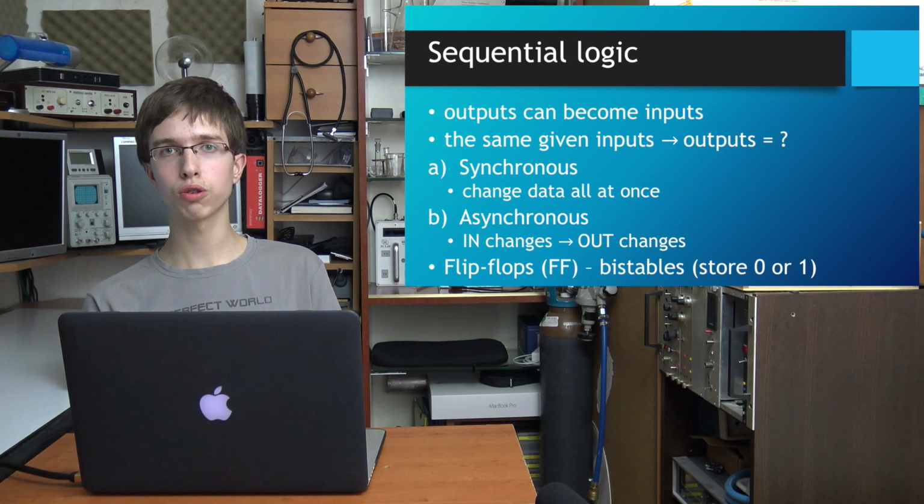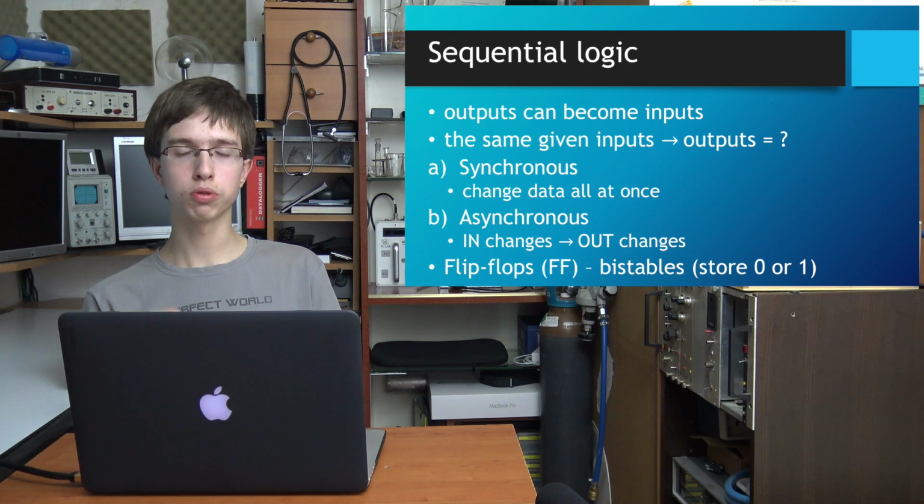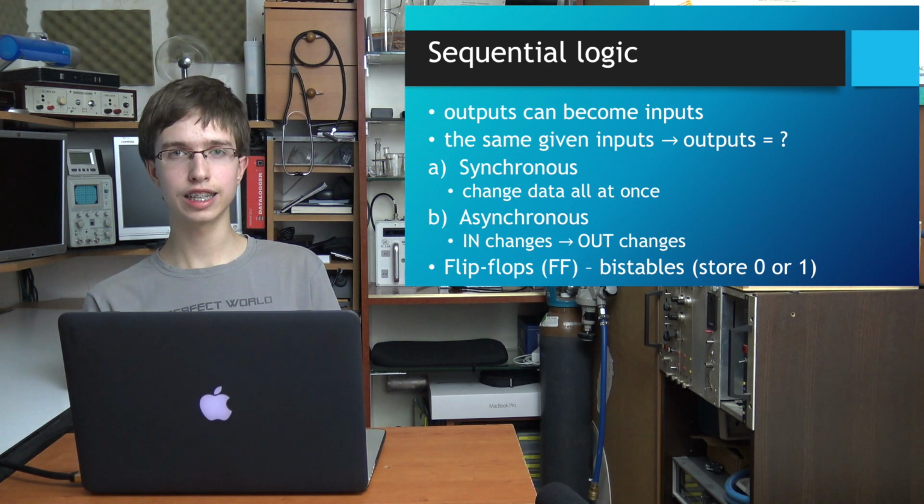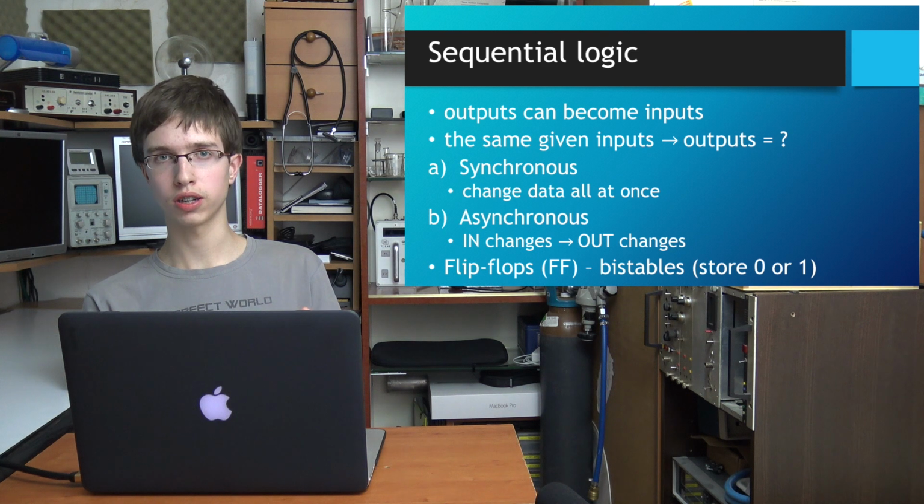Synchronous circuits are those which change their output data all at once when the clock changes its state. So the clock is one of the inputs for synchronous circuits. And asynchronous circuits do not have a clock as one of their inputs, and their output changes whenever inputs change.